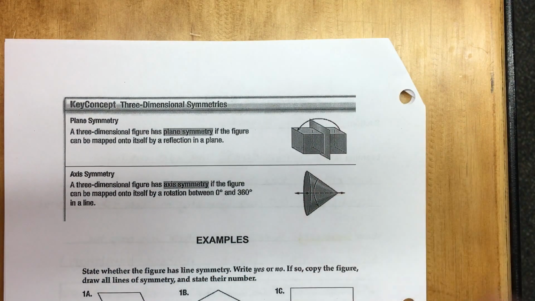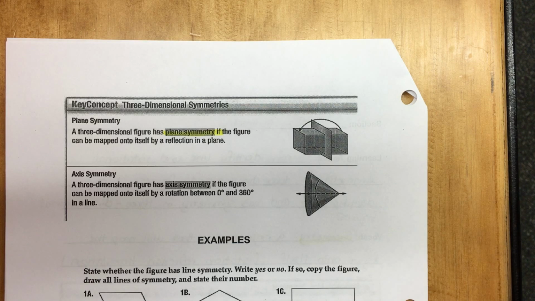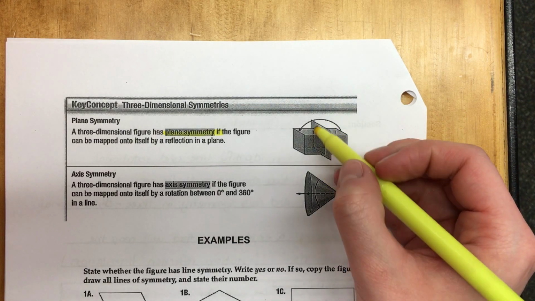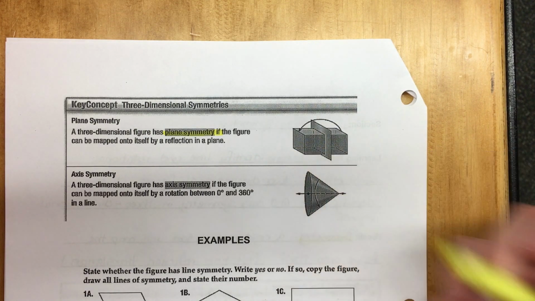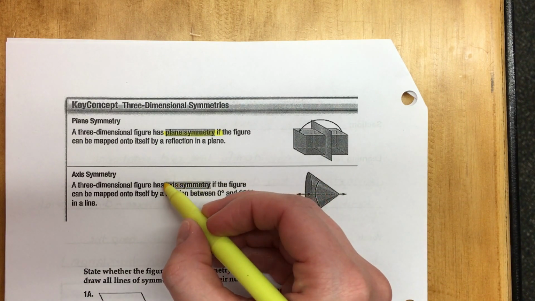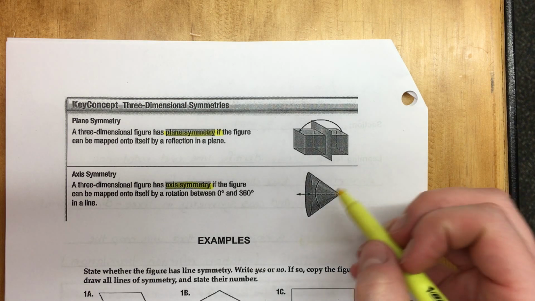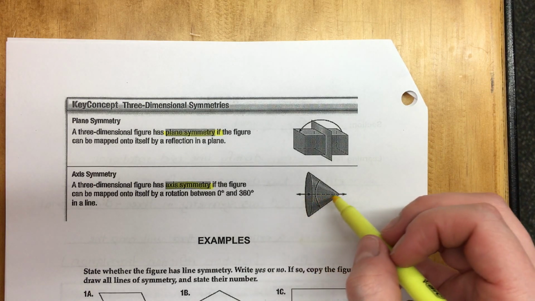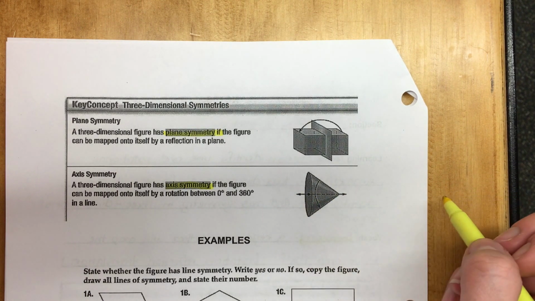The last type of symmetries we're going to talk about are for three-dimensional. We have plane symmetry, if the figure can be mapped onto itself by a reflection of a plane. So we're cutting it right through the middle or maybe across this way. That would be plane symmetry. Axis symmetry is if we can map it by a rotation. So here they show an example of a perfect cone. So it is symmetrical around this axis.